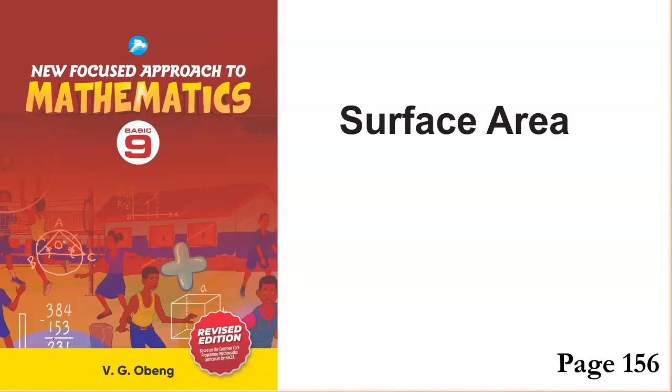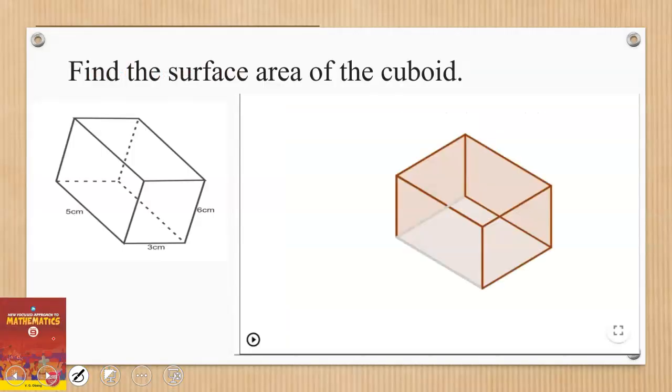This is the revised edition, and in this video, we want to look at how to calculate the surface area of some solids. Specifically, we'll be looking at prisms. This lesson can be found on page 156. And so we will take a few questions and learn how we can find the total surface area of a prism, whether a rectangular prism, square base prism, a cuboid, a cube, or triangular prism. So let's take a few examples and see.